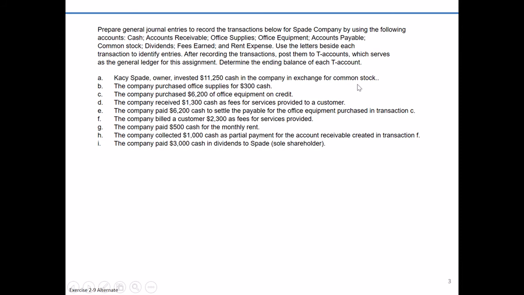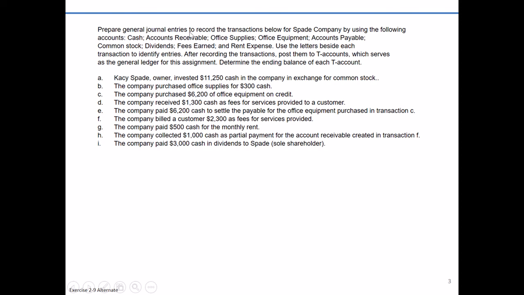We're going to jump into exercise 2.9 and work together in order to prepare some journal entries and also post those journal entries to the ledger. Now, before we jump in head first, let's just take a second and step back and look at the setup of the problem. A couple important points.